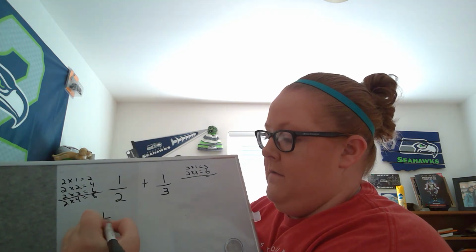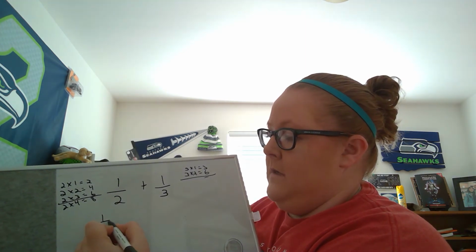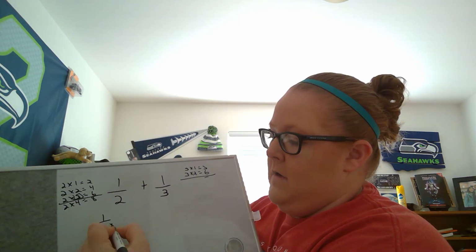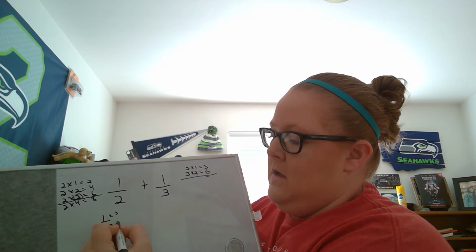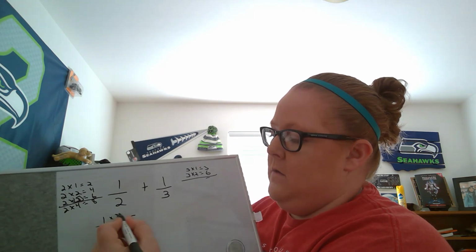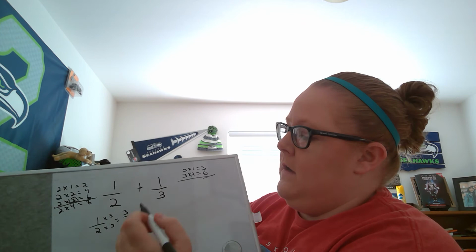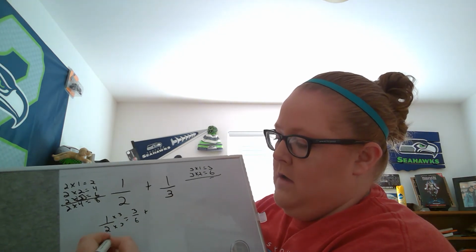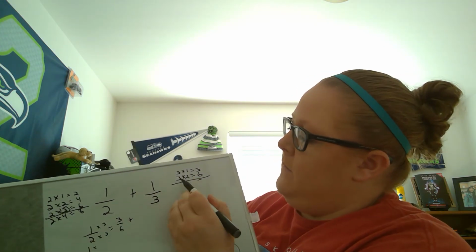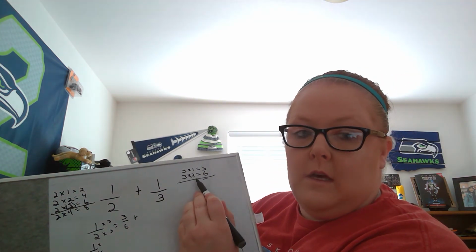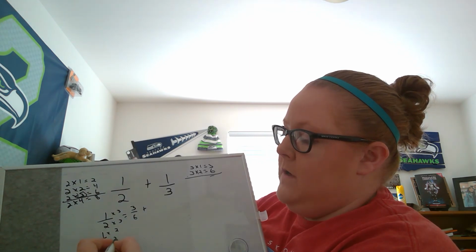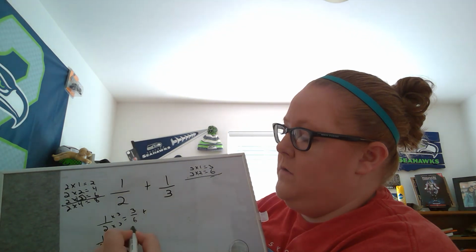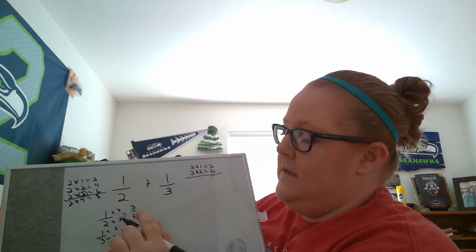So 1/2. We're going to be timesing 1/2 by our 3, because that's our missing number, by 3. The 6, 1 times 3 is 3, very good. Okay, so that's our new one. And we got our 1/3. What are we going to times this one by? We did our 3s, we're going to do it by 2s, okay? So by 2, by 2. 3 times 2 is 6. 1 times 2 is 2. Now we can add it.